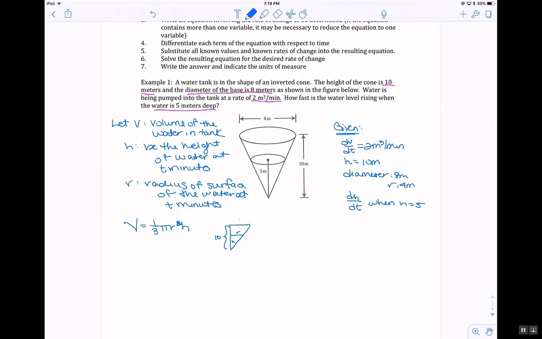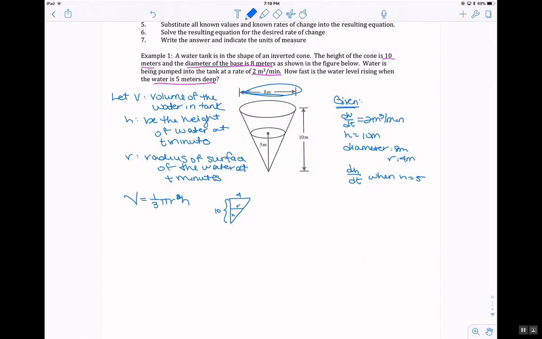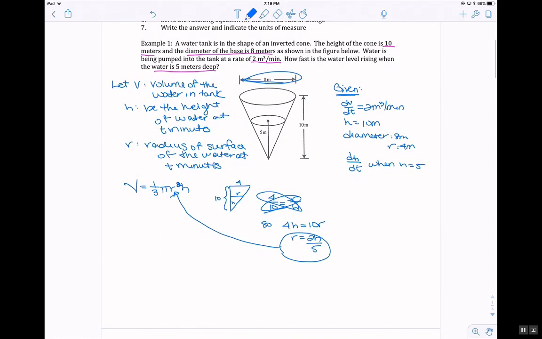I have a little h, I have a little r, and my radius is 4 because my diameter was 8. So we know from similar triangles in a geometry unit that 4 divided by 10 is the same thing as r over h. So 4h is equal to 10r by cross multiplication. So then r is equal to 2h divided by 5. Now I can substitute it in for r here.